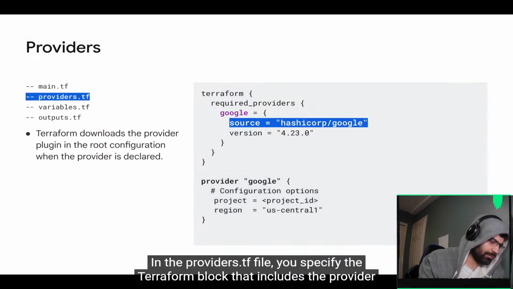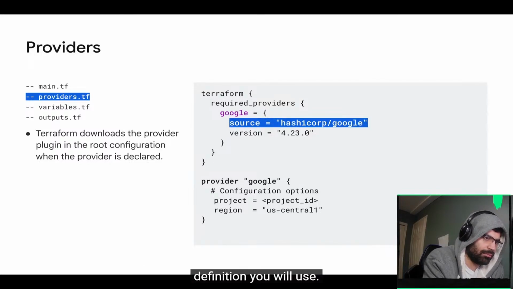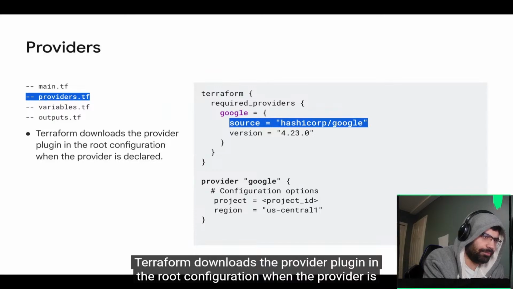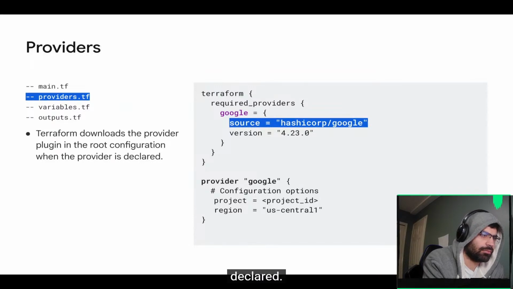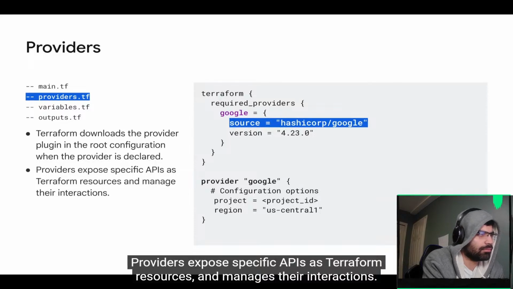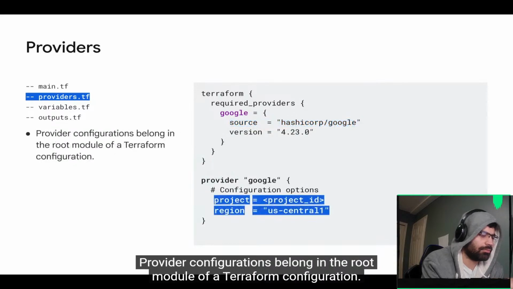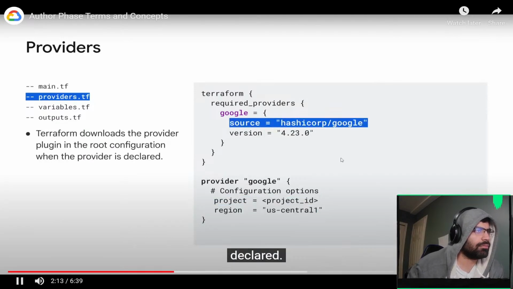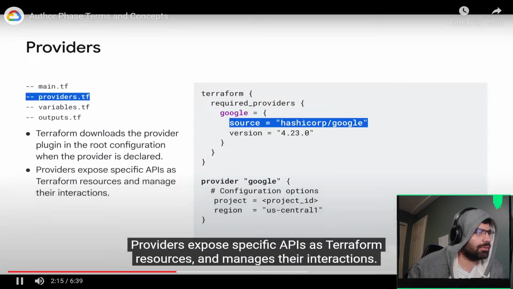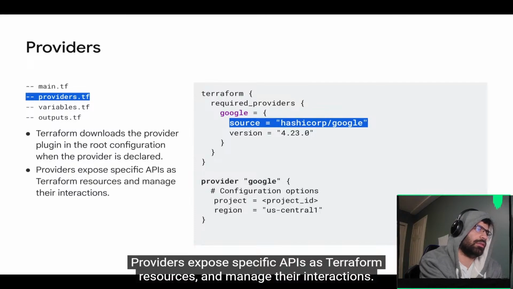In the providers.tf file, you specify the Terraform block that includes the provider definition you will use. Terraform downloads the provider plugin in the root configuration when the provider is declared. Providers expose specific APIs as Terraform resources and manage their interactions.